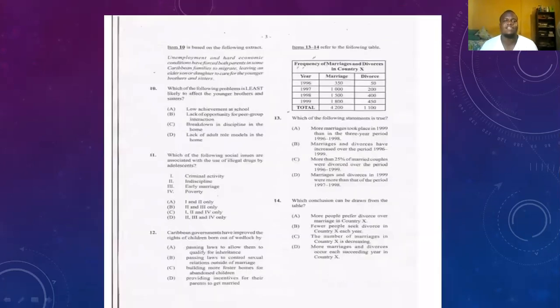Number 10 is based on the following extract, right? Unemployment and hard economic conditions have forced both parents in some Caribbean families to migrate, leaving an elder son or daughter to care for the younger brothers and sisters. Number 10 says, which of the following problems is least likely to affect the younger brothers and sisters? Another repeated question. A, low achievement at school. B, lack of opportunity for peer group interaction. C, breakdown in discipline in the home. Or D, lack of adult role models in the home.